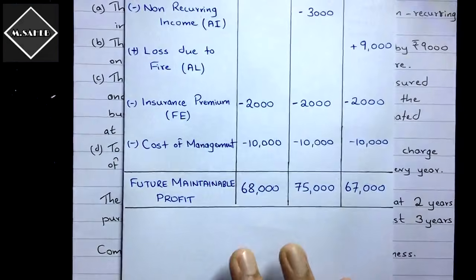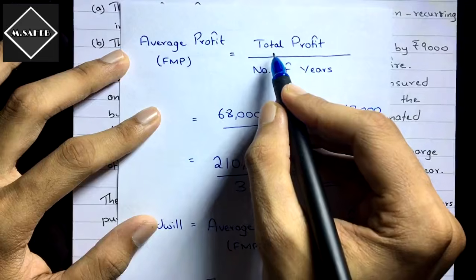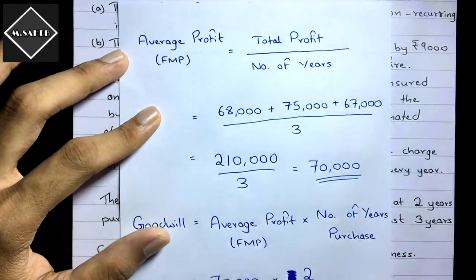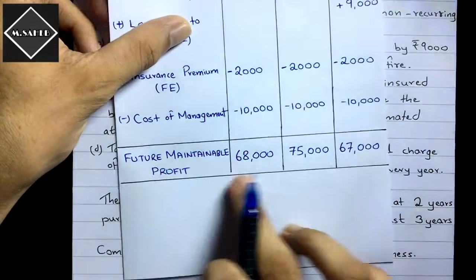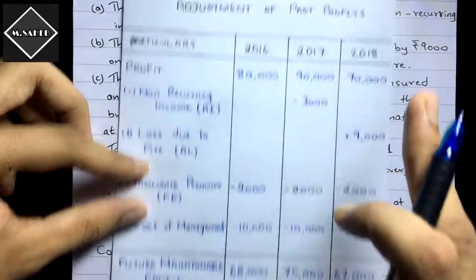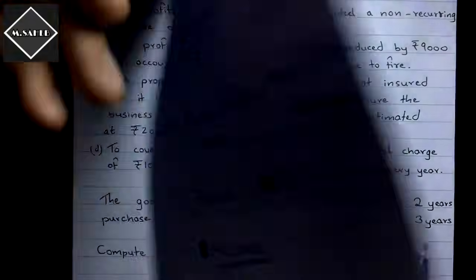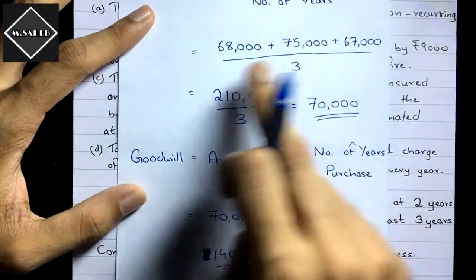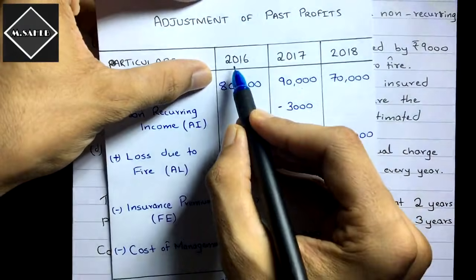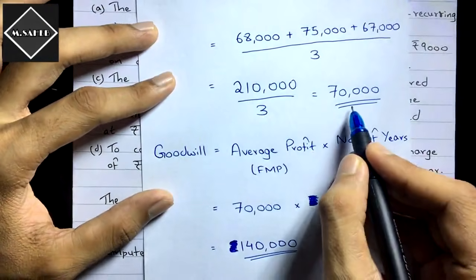Now to calculate the goodwill, we have to use the formulas, right? See, it's very simple. Average profit formula, we have already seen this: total profit divided by number of years. So now how many profits do we have? We have 3 years of profit, right? But we have to take the adjusted profit, the future maintainable profit, the profits of the past years which have been adjusted for the future: 68,000, 75,000 and 67,000. Then you have to divide it by 3. Why 3? Because there are 3 profits and 3 years, right? 2016, 2017, 2018. So 3 years, divide by 3.